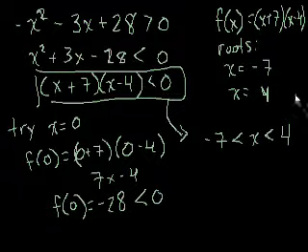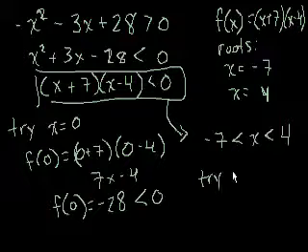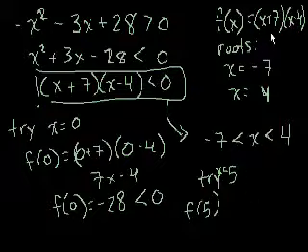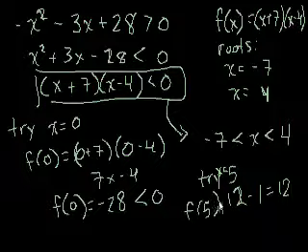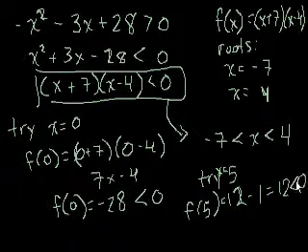You could have done it the other way. You could have tried a number that's outside of the roots, either less than minus 7 or greater than 4, and tried it out. Let's say you had tried x equals 5. Then f of 5 would be 12 times 1, right? Which is equal to 12. f of 5 is 12. Is that less than 0? No. So that wouldn't have worked. So once again, that gives us confidence that we got the right interval.